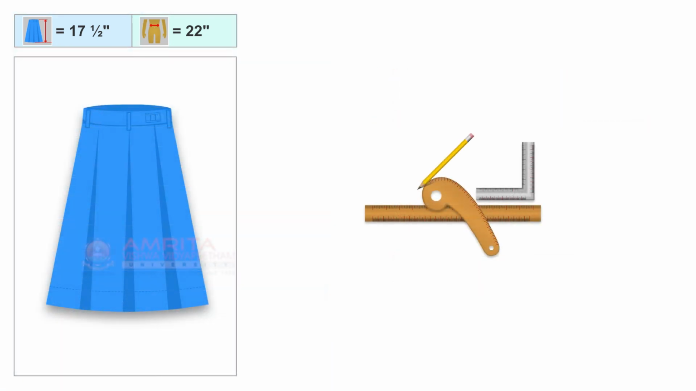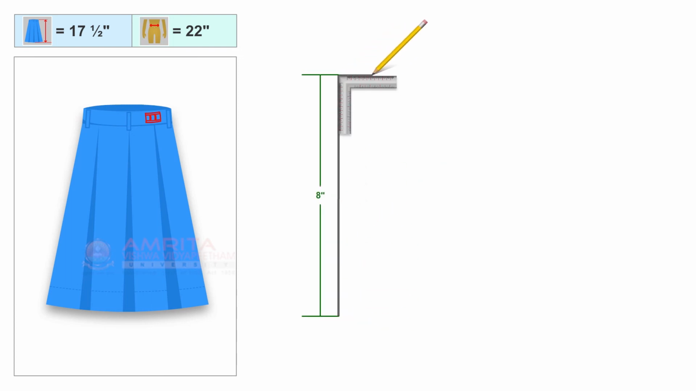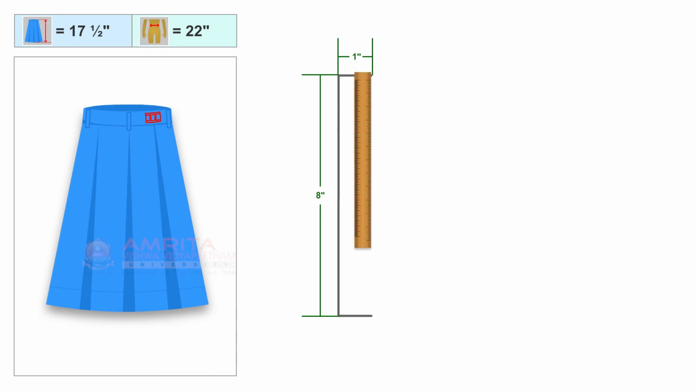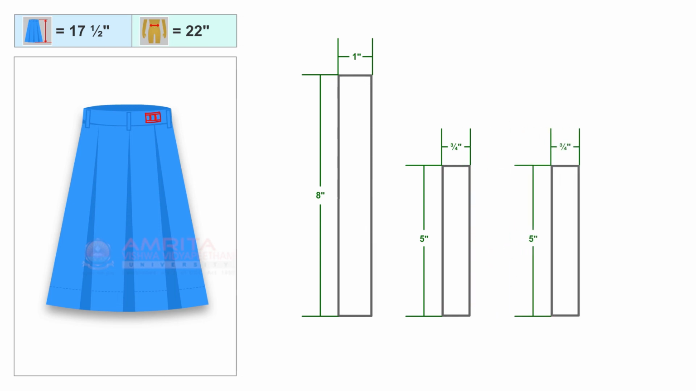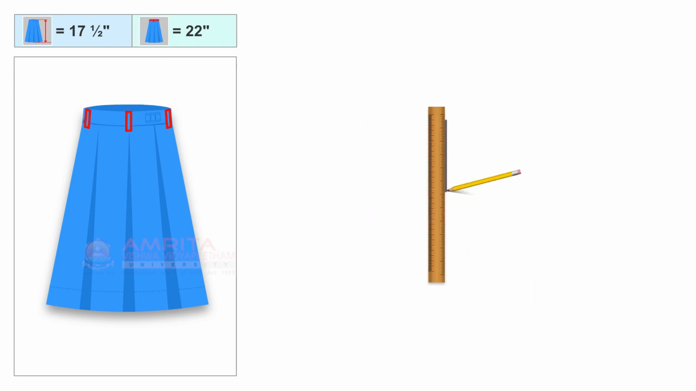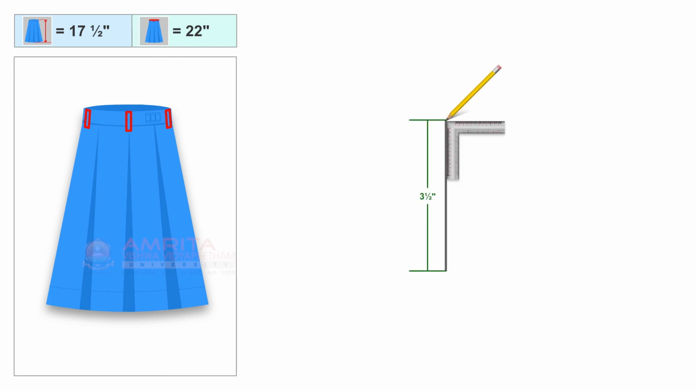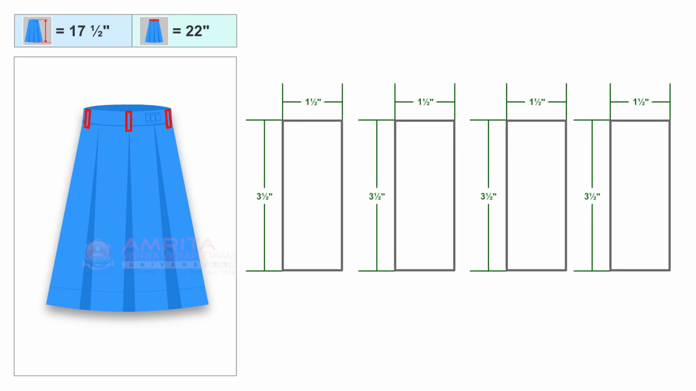Now let's see how to draft the pattern for the hook closure. Draw a rectangle with a length of 8 inches and a width of 1 inch. Again draw a rectangle with a length of 5 inches and a width of 3/4 inch. We would need 2 pieces of this size while drafting on fabric. Now let's see how to draft the pattern for the belt loop. Draw a rectangle with a length of 3.5 inches and a width of 1.5 inches. We would need 4 pieces of this size while drafting on fabric.